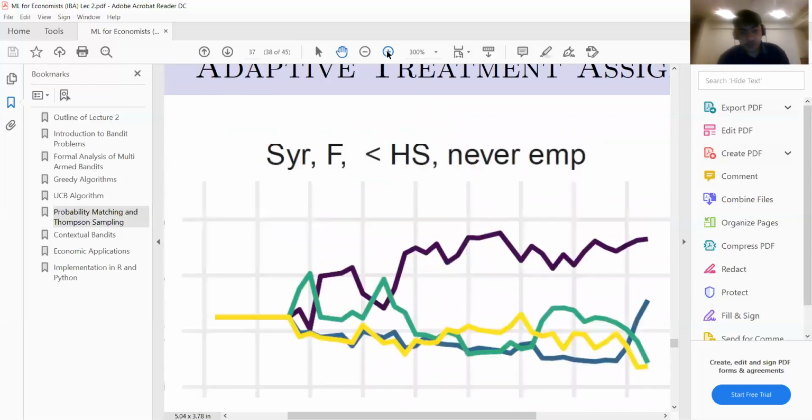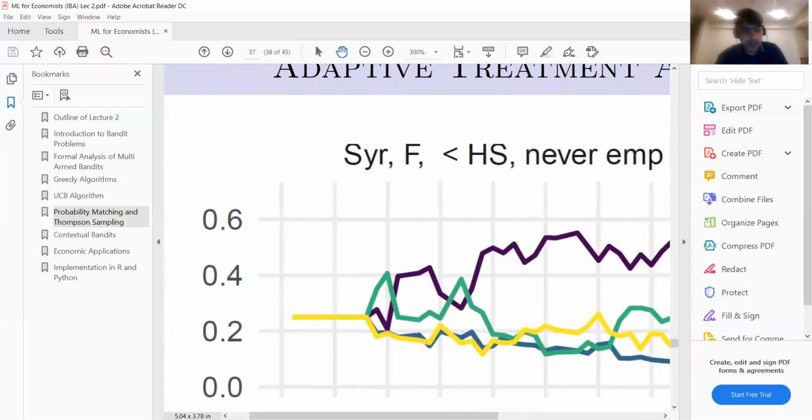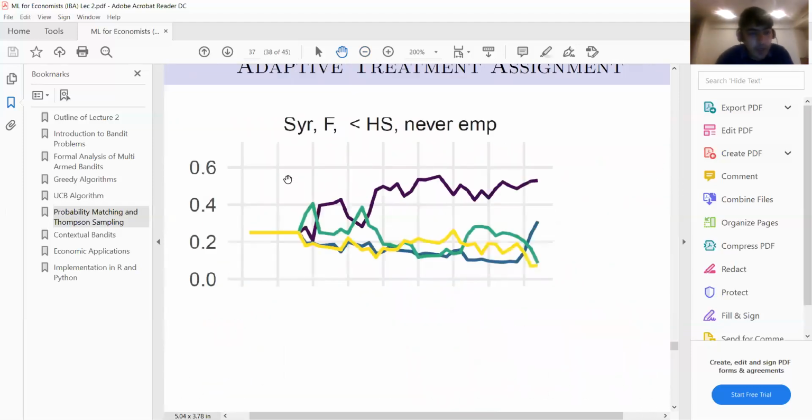Towards the end of the experiment, you want to allocate Syrian women who are less than high school educated and never employed with 60% probability. You want to allocate them to the cash grant. I'm sorry that I've had this graph copied incorrectly, because I do have the numbers, I thought I'd crop them out. But you can see this is almost 60%, or 58% or something, towards the end of the experiment.